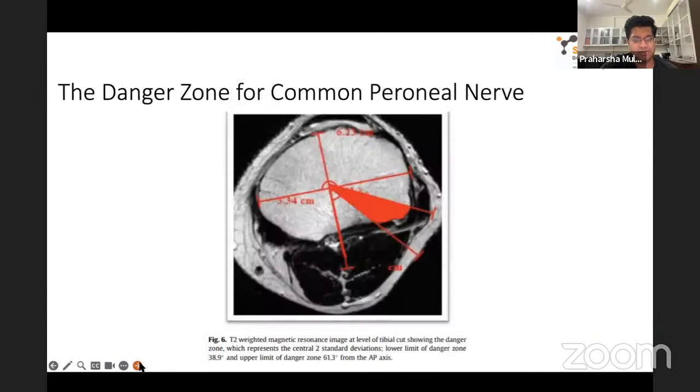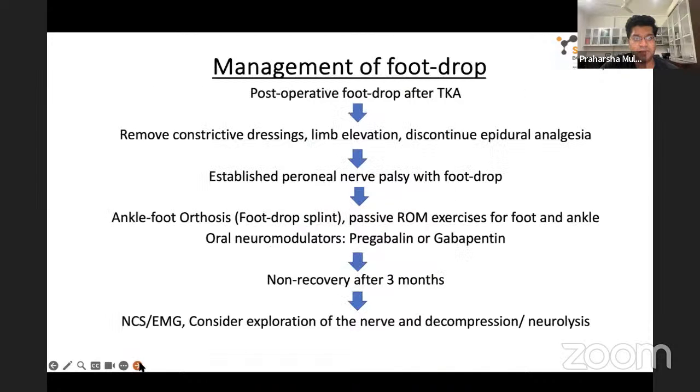So that is the zone, if you can imagine, when you're doing your bone resection or your cocktail infiltration, etc. So how do you manage these cases? You recognize it immediately after surgery. They don't walk well. They have a high stepping gait. They complain of a lot of paresthesias.